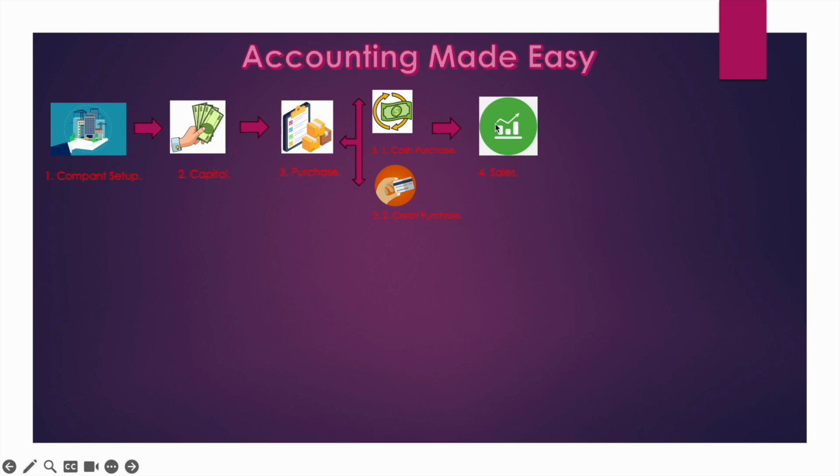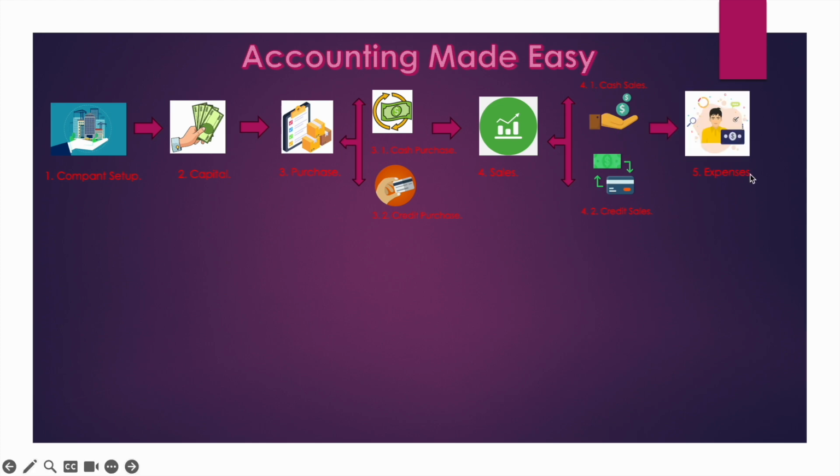Recording sales transactions. Cash sales. When goods or services are sold for cash, the accounting entry typically involves debiting, increasing the cash account and crediting, increasing the sales account. Credit sales. When goods or services are sold on credit, the accounting entry involves debiting, increasing the accounts receivable account and crediting, increasing the sales revenue account. Here you will learn both cash sales and credit sales.